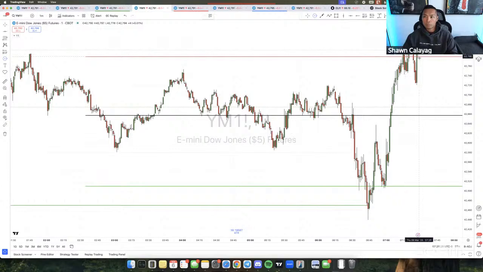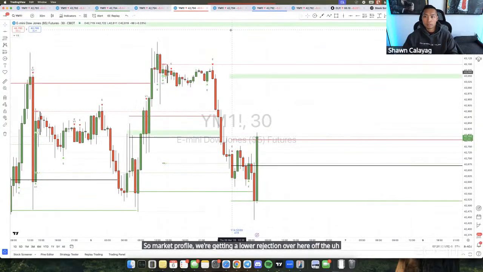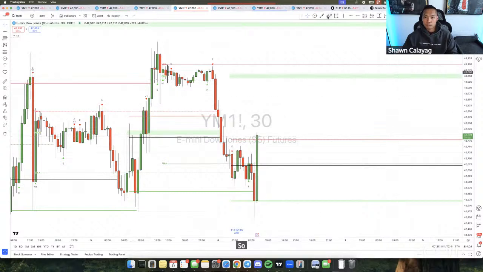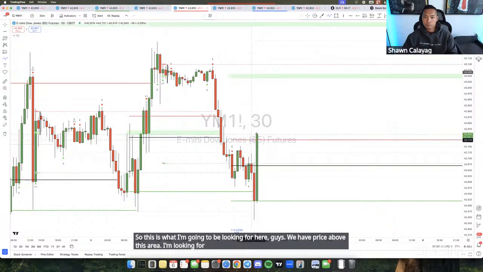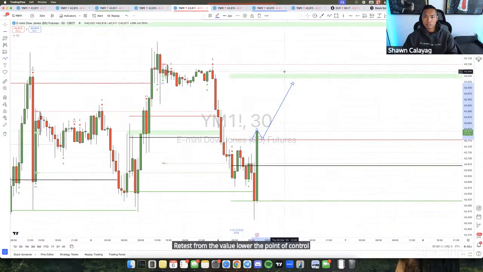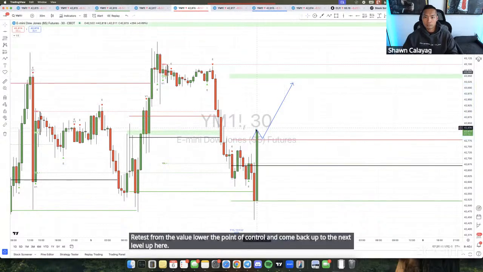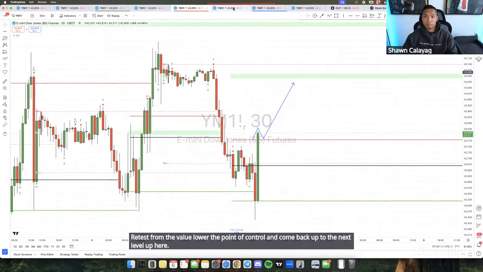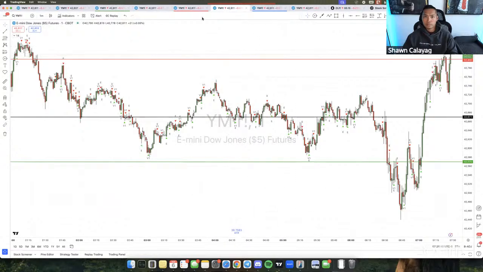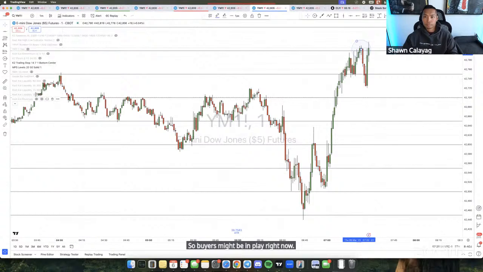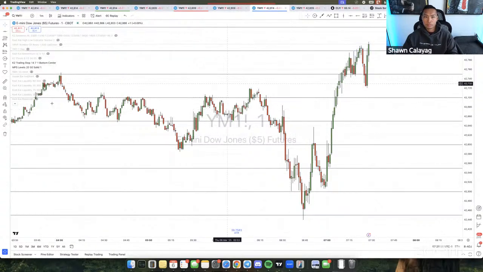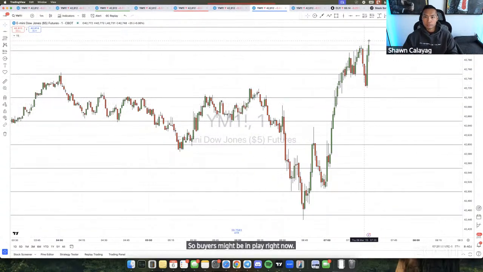So the market profile, we're getting a lower rejection over here off the value high. So this is what I'm going to be looking for here, guys. We have price above this area. I'm looking for price to close above it, retest from the value low or the point of control, and come back up to the next level up here. So buys might be in play right now. Wait for some confirmation over here from the clean charts.